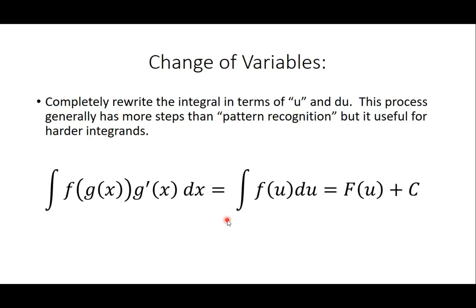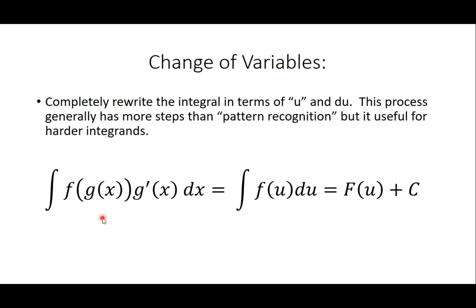So this process is now using what we call a change of variables. So basically, you are going to completely rewrite the integral in terms of u and du. That's instead of x and dx. This process generally has more steps than pattern recognition, but it's useful for harder problems, which we're going to see on day 3, day 4, and day 5.